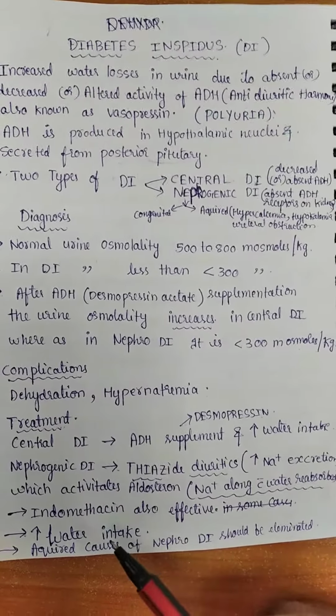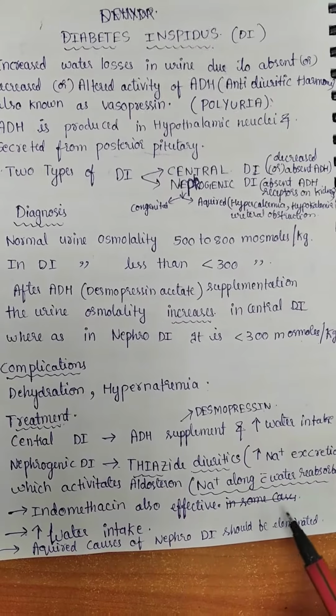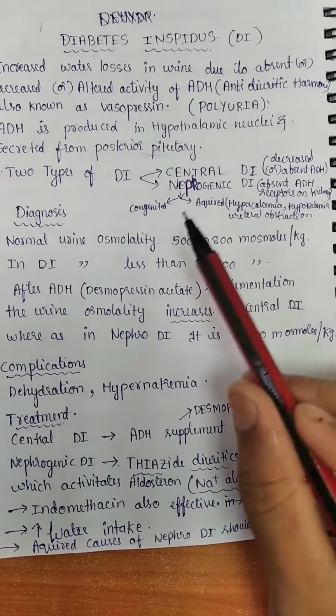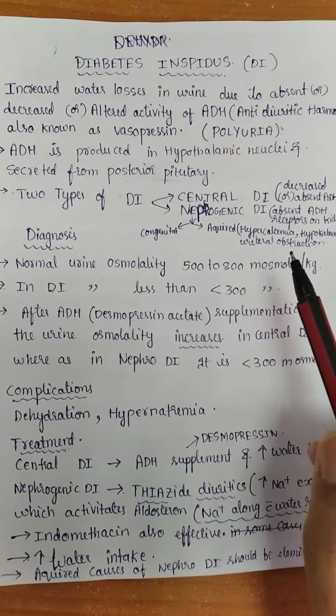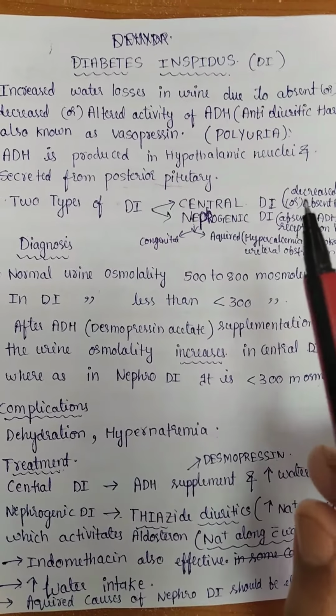Fluid intake. In acquired forms like hypercalcemia, hypokalemia and urethral obstruction, the acquired causes should be eliminated to treat the acquired causes of nephrogenic diabetes insipidus. So this is about diabetes insipidus.